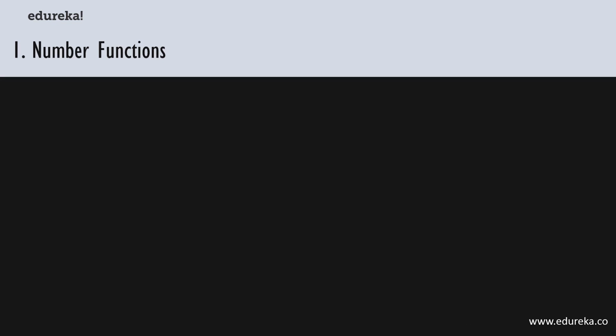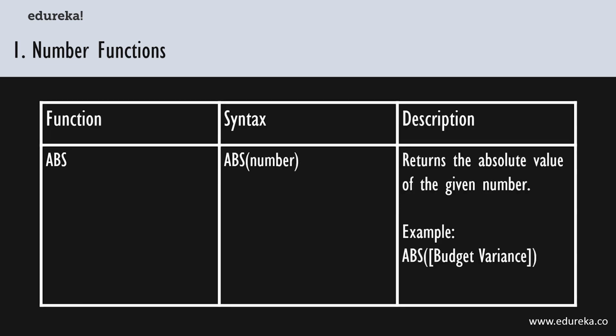The first function in the number functions category is ABS, or the absolute function. On your leftmost column, you can see the name of the function. In the column in between, you can see its syntax, and on the right, you can see the description. What ABS does is it returns the absolute value of the number or the parameter that you put in the brackets. So if I give a negative number in there, like -5, then the absolute function is going to turn it into a 5 and return it back to you. It's kind of like the mod of a number.